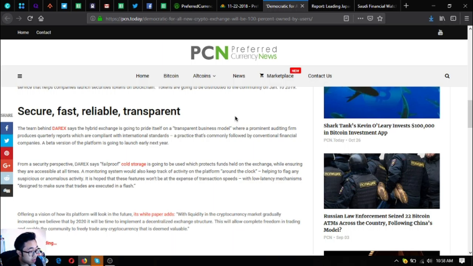From a security perspective, they say fail-proof cold storage is going to be used, which protects funds held on the exchange while ensuring they are accessible at all times. A monitoring system would also keep track of activity on the platform around the clock, helping to flag any suspicious or anomalous activity. It is hoped that these features would not come at the expense of transaction speeds, with low latency mechanisms designed to make sure the trades are executed in a flash. Offering a vision of how its platform will look in the future, its white paper adds, "With liquidity in the cryptocurrency market gradually increasing, we believe that by 2020, it will be the time to implement a decentralized exchange structure. This will allow complete freedom in trading and enable the community to freely trade any cryptocurrency that is deemed valuable."